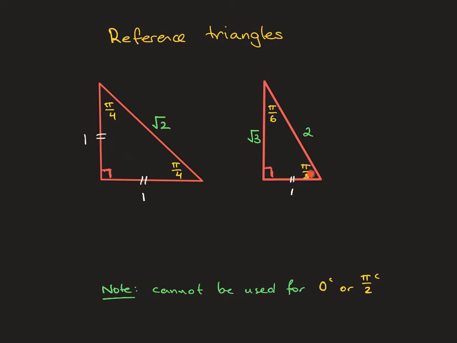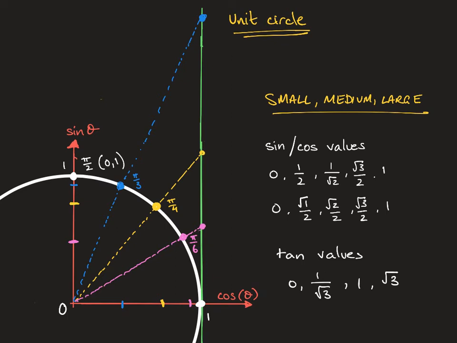The same here for pi on 3, opposite over hypotenuse will give you sine, adjacent over hypotenuse will give you cos, etc. Let's look at the next one that uses the unit circle to bring in our 0 and pi on 2 degrees. So this is the first quadrant of the unit circle. And I have my angles pi on 6, pi on 4, pi on 3. Pi on 2 is up here, and this point here on the unit circle has the coordinates of 0 and 1.